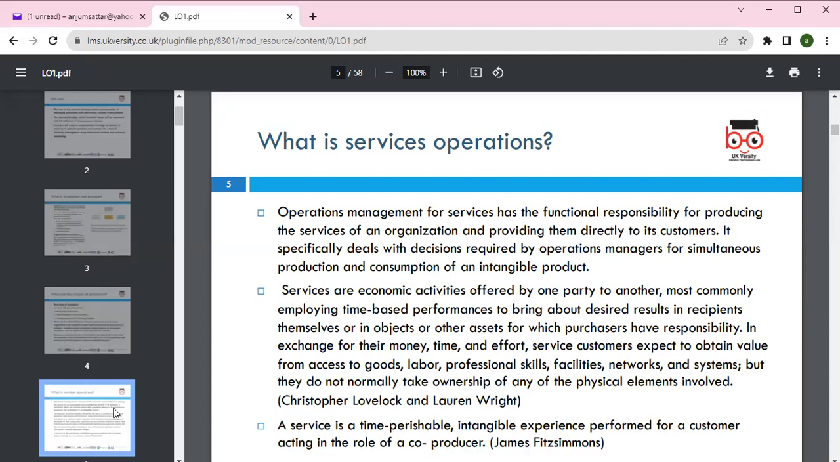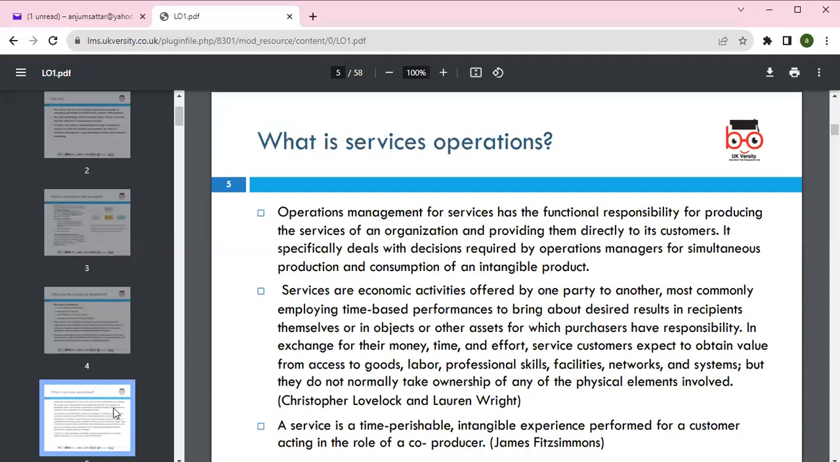We can look at services as economic activities offered by one party to another, most commonly implying time-based performance, such as how much time and how much cost. According to Christopher, a service is time perishable because it can't be stored; it's instant.